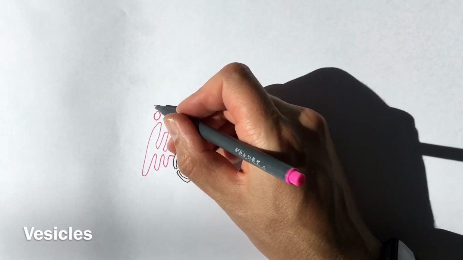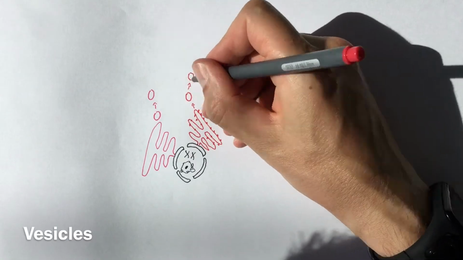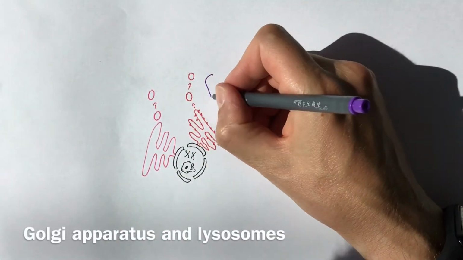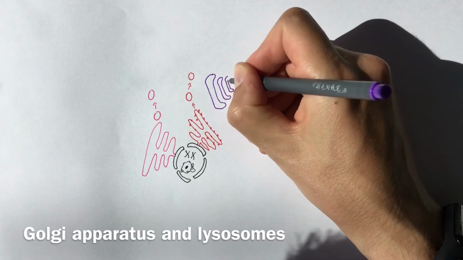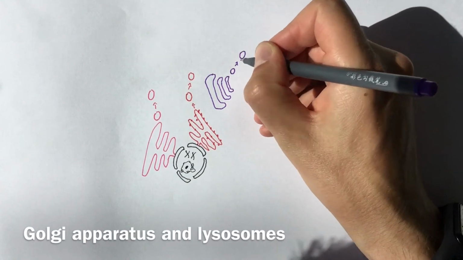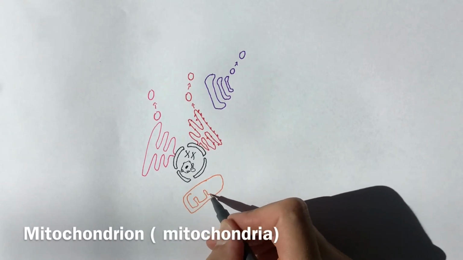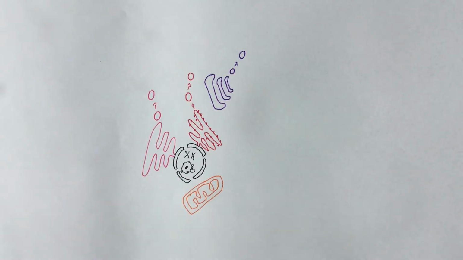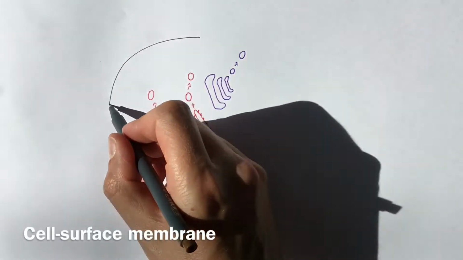Budding away from the smooth and the rough ER, you might have vesicles moving away, and these are shown here. These then form the Golgi apparatus or the Golgi body, as you've got here. And moving away from the Golgi, it's the lysosome, and then down here we have the mitochondrion, or mitochondria, plural. And then we've got a vacuole, we'll do that down here, there we are. And surrounding the cell we have a cell surface membrane.